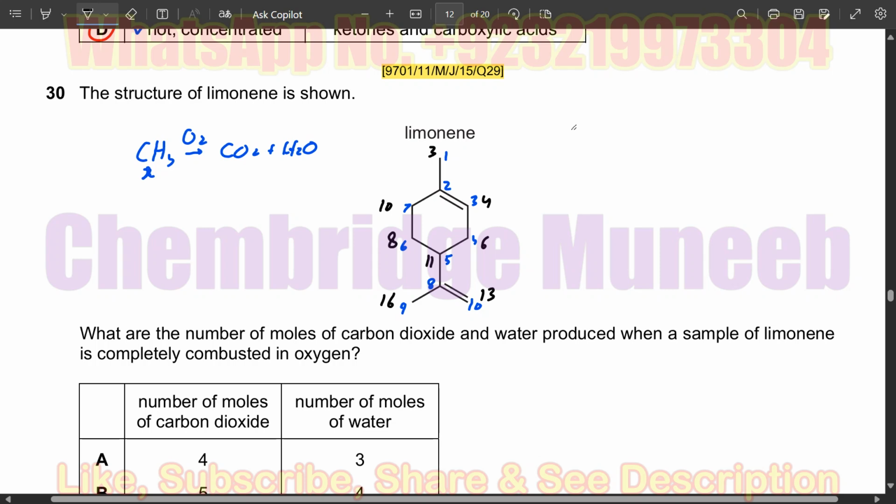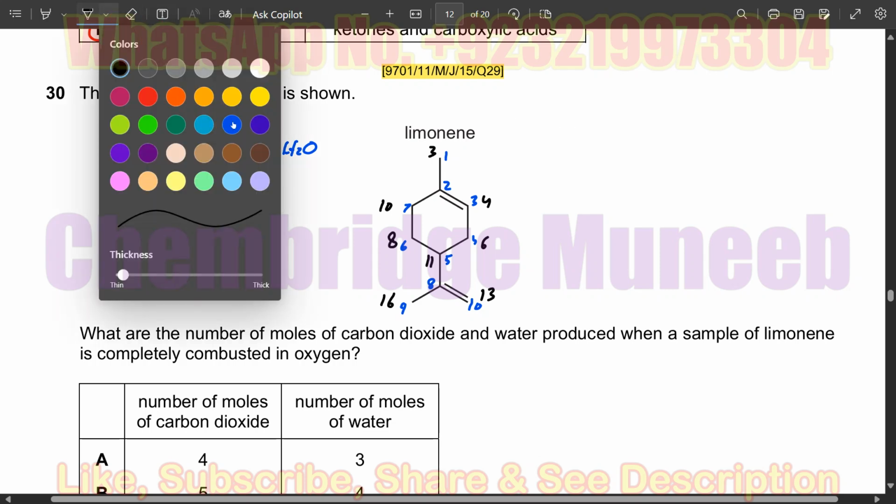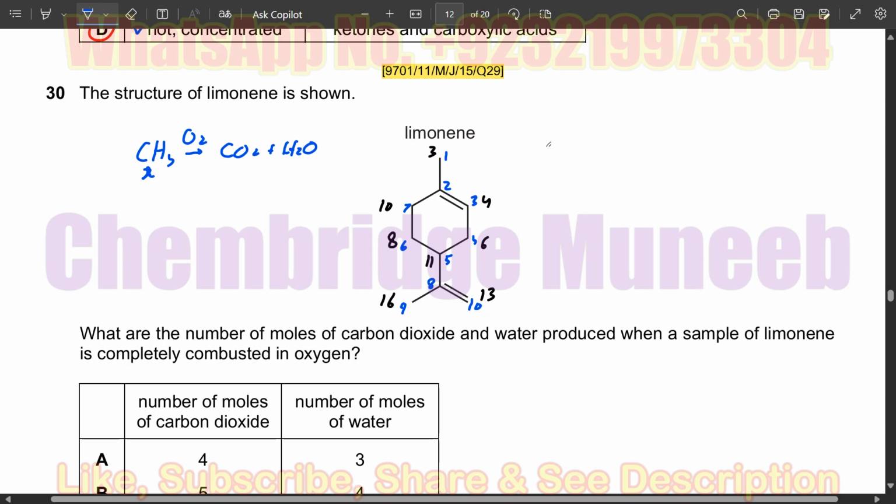So we can now tell that the molecular formula of this compound has 10 carbon atoms and 16 hydrogen atoms, which means it is C10H16. So this is the formula. We now react it with oxygen, and as a result carbon dioxide plus water will be formed. Now we simply have to balance them. To balance carbon, we write 10 over here. To balance hydrogen, we will write 8 here. Now the equation is balanced.